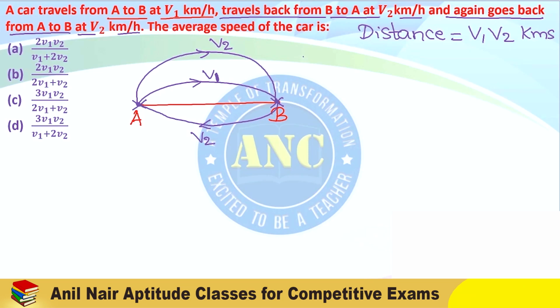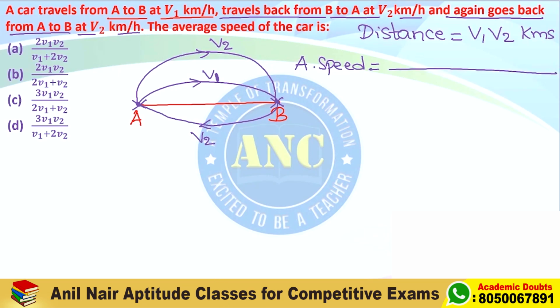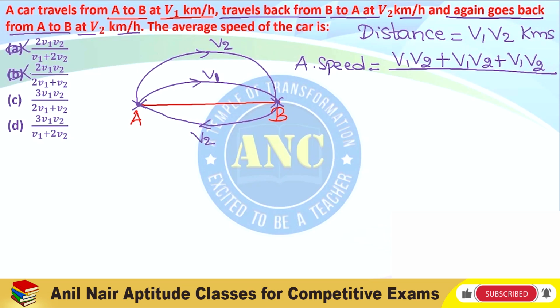So if I want to calculate the average speed, it is total distance divided by total time. Total distance from A to B, it will travel V1 V2. Again from B to A, it will travel another V1 V2. One more time from A to B, it will travel another V1 V2. So the numerator should become 3 times V1 V2. So definitely option C and option B are ruled out because they are 2 times V1 V2. It cannot be possible. Now either option C or option D should be the right answer.